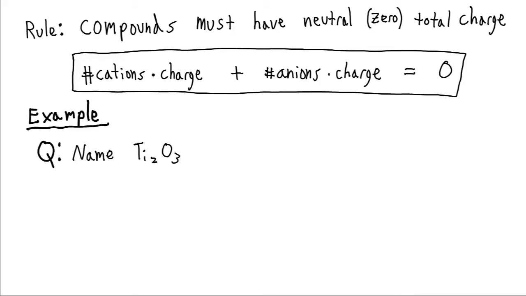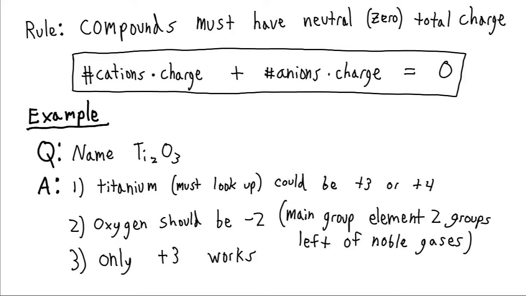So let's take an ionic compound, titanium oxide here. We have our metal and our nonmetal, so it makes us confident that it's an ionic compound. Let's try to figure out the name for this compound. Well, if we look up titanium, which is a transition metal, so we can't use our main group ionization rules, we find that it could be either +3 or +4 in its ionic charge. So which one is it going to be?